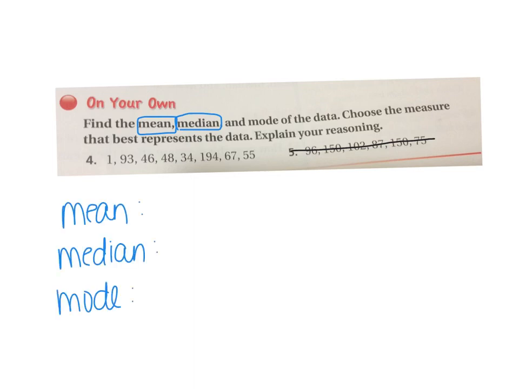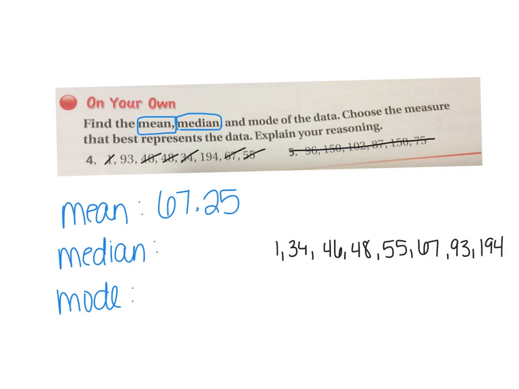Okay, so first I did the mean. I added 1 plus 93 plus 46 plus 48 plus 34 and so on. Once I had my sum, I divided by 8 because there are 8 data points, and I got a mean of 67 and 25 hundredths, or 67.25.